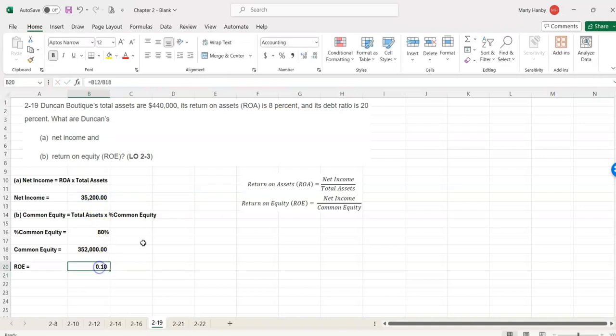So my return on equity is going to be the net income divided by the common equity. So it looks like 0.1 or 10%. Just add a couple of decimal places just to make sure. So, which obviously 35,200 divided by 352,000 is 10%.